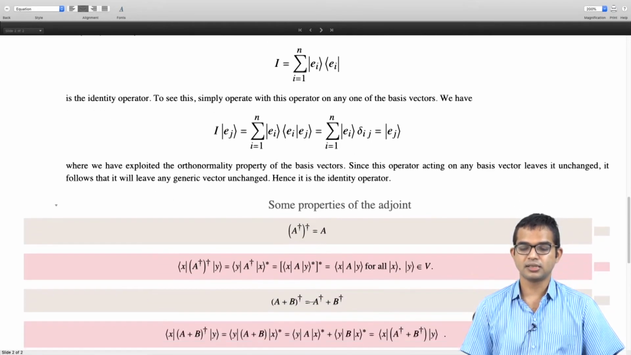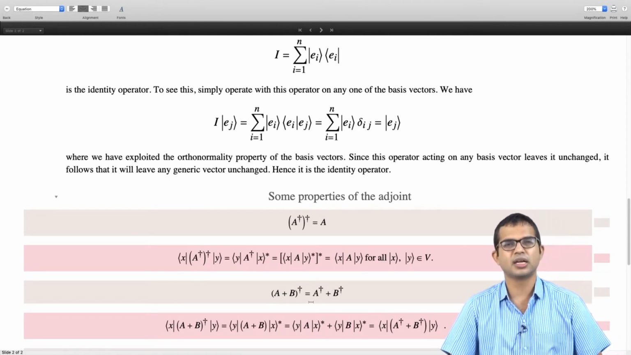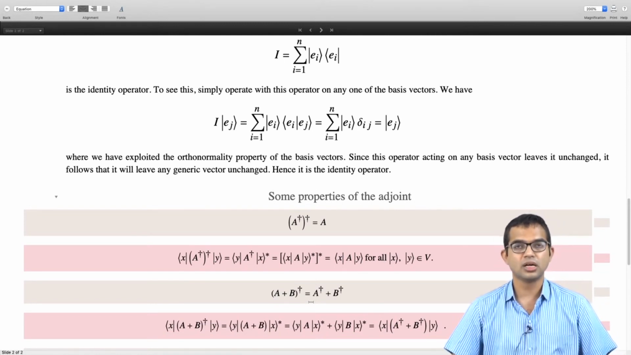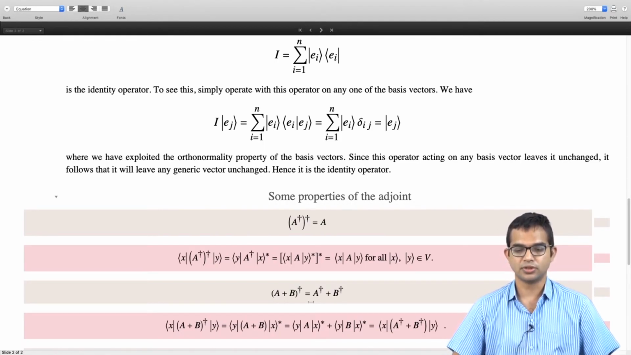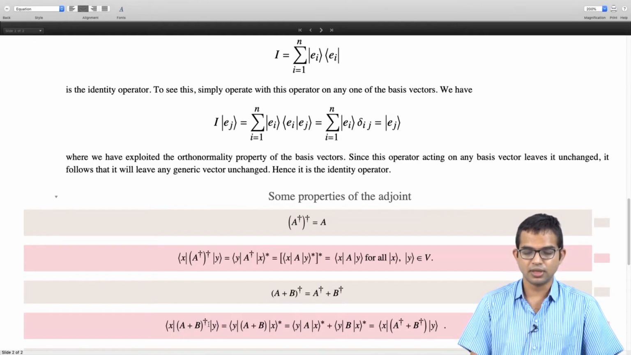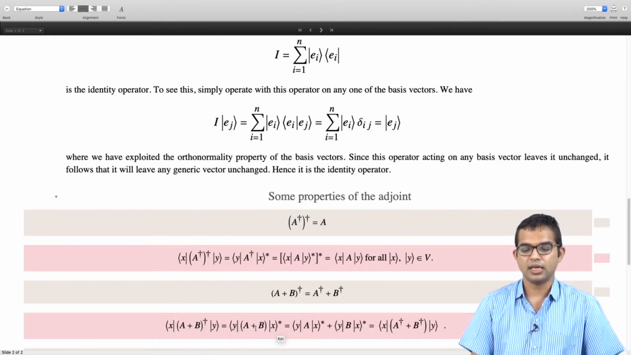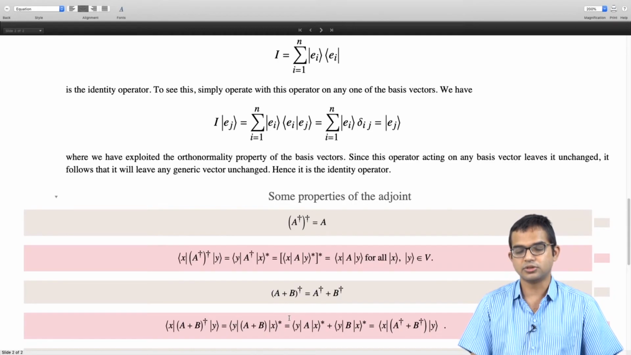The next property is that a plus b the whole dagger is a dagger plus b dagger. Once again, we can show this from first principles, using the properties of the adjoint of an operator. You take again any two arbitrary vectors x and y, and then you have a plus b the whole dagger in the middle. It must be equal to the vectors swapping places: y comes first, then a plus b acting on x, and the complex conjugate of this.